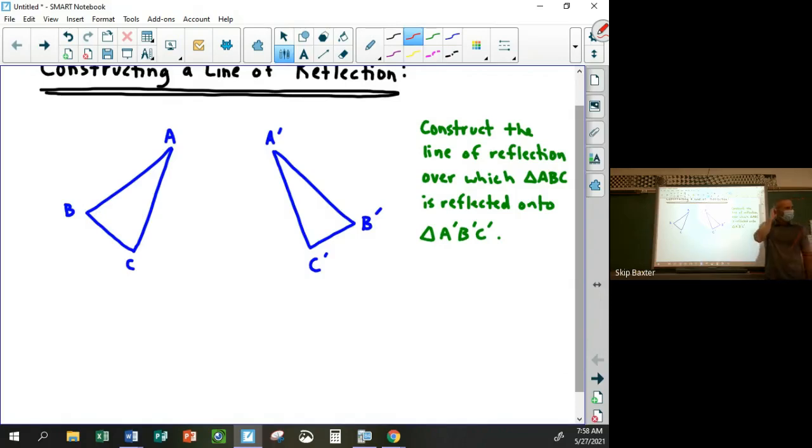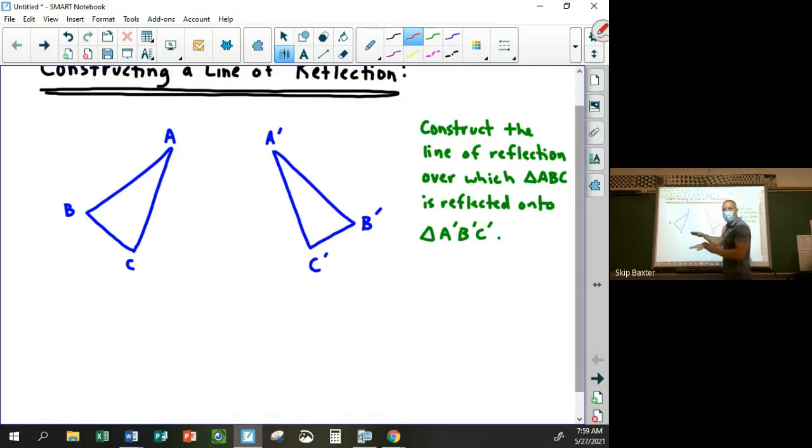Anybody have an idea of what you could do to get that line of reflection? Yeah, what do you think? You can look at how far C and C prime are apart and then just take the middle. Okay, that's a great idea. Take the middle. We know how to find midpoints. But more importantly, say I had this line here. I don't want to draw it because I don't want to mess up my picture. But say I had this line here in a midpoint. How do I know if the line goes this way or that way? You know what I mean?